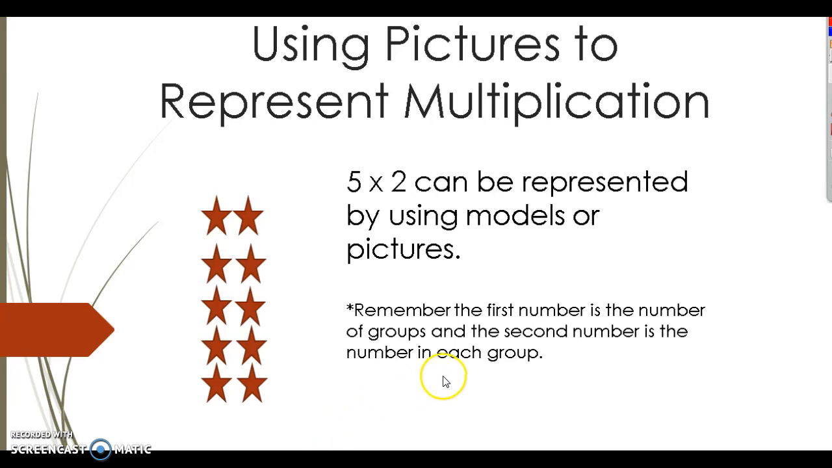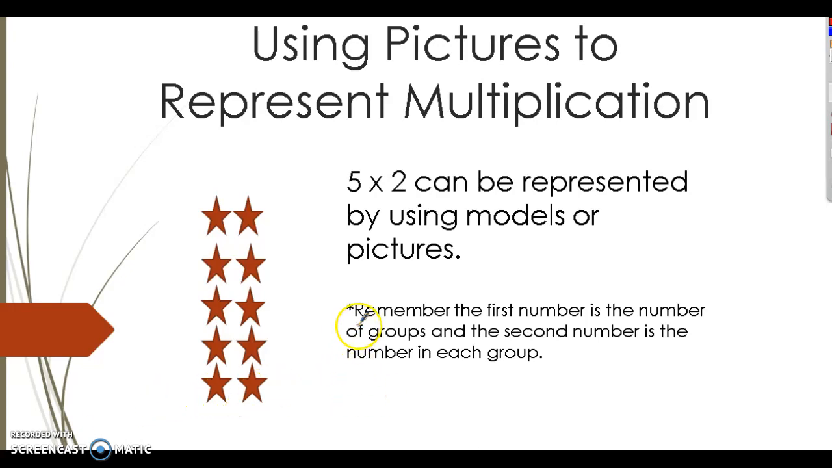Alright, now that you have your 10 stars, you can kind of follow along. So what I want you to do is circle the stars how you would represent 5 times 2, and then see if it's going to match mine. So circle the stars now into groups to represent 5 times 2. So pause it, do that, and then you can see how it's done.